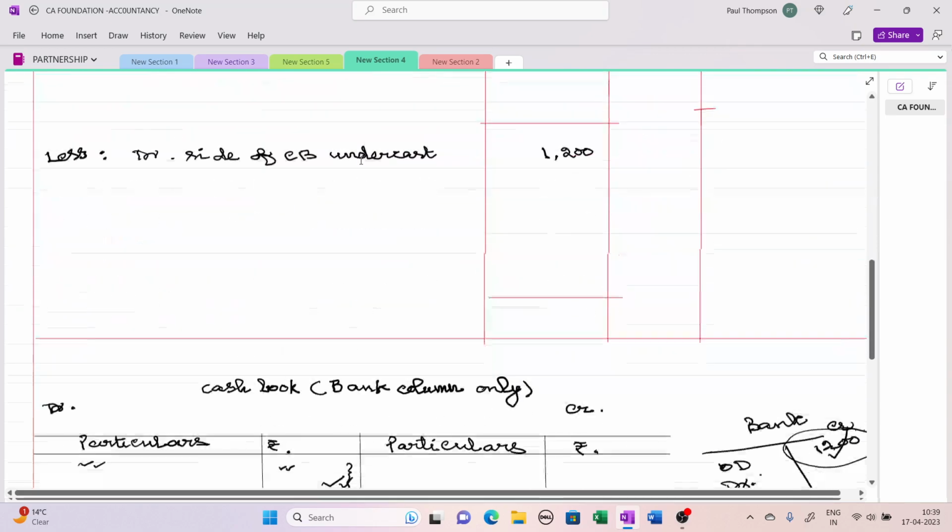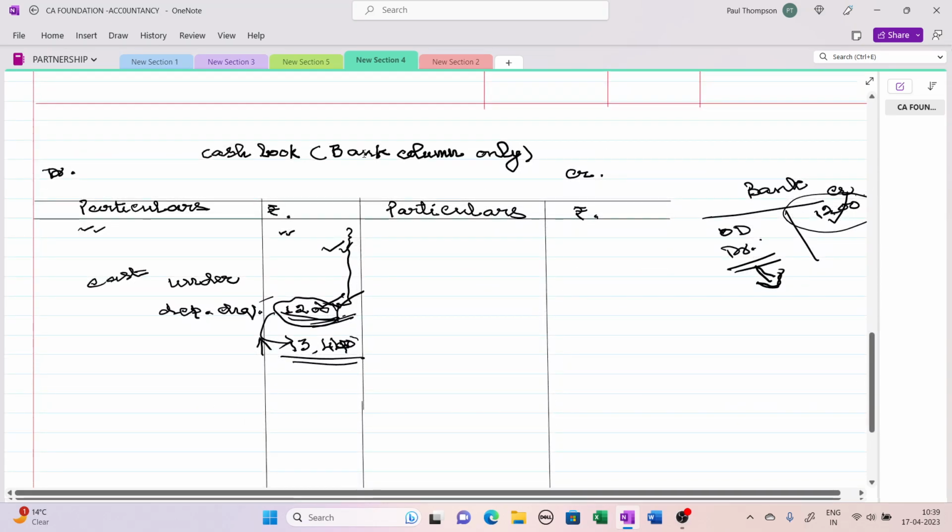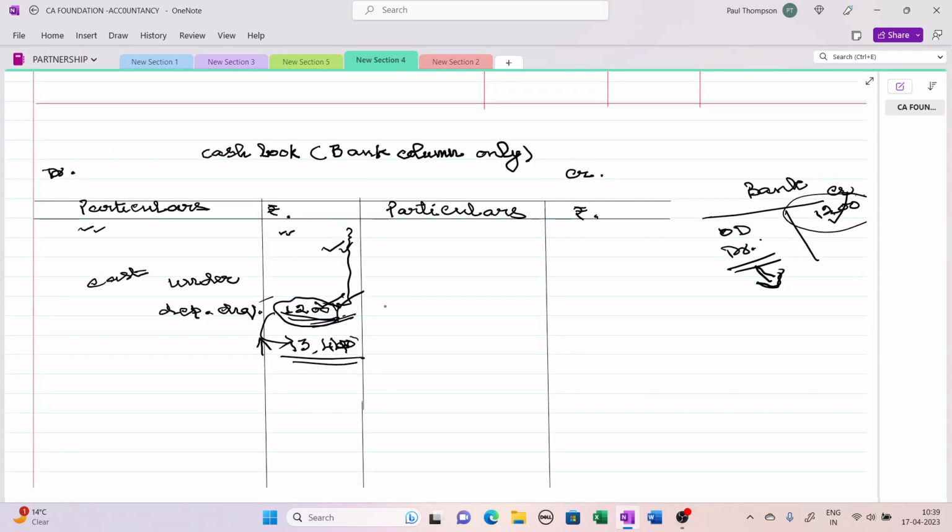You should be very, very thorough about your cash book. What I did immediately when I made a check in favor of Hari suppliers, I wrote by Hari suppliers. I have given a check for rupees 4,800. It means I have made a payment.